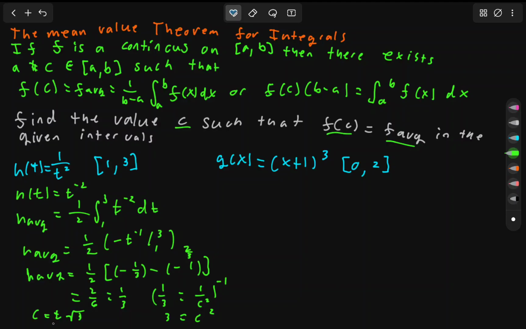But the minus part is not within the interval, so we get the answer of c is equal to the square root of 3. And that would be our answer.